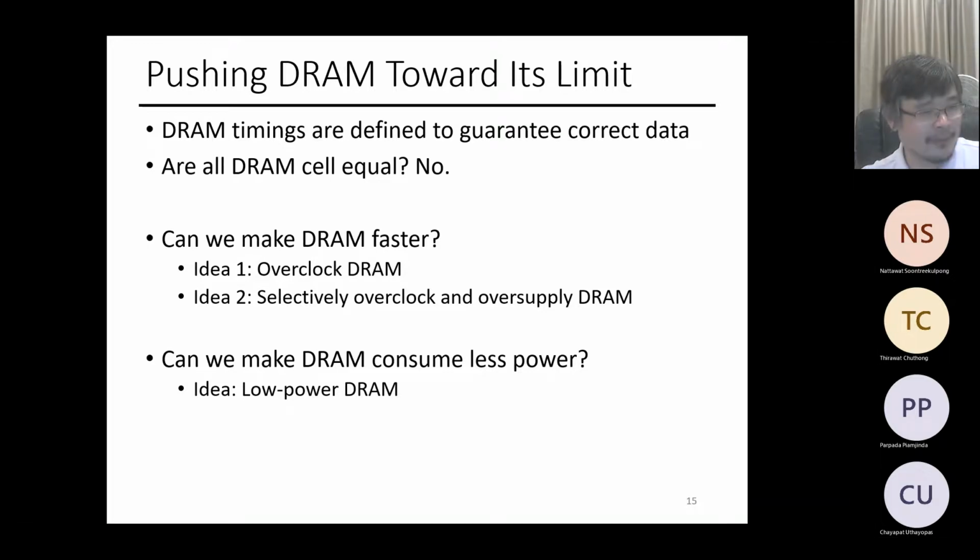We all use laptops, right? Everyone here owns a laptop, right? If you look at the DRAM specification, it would say LP.